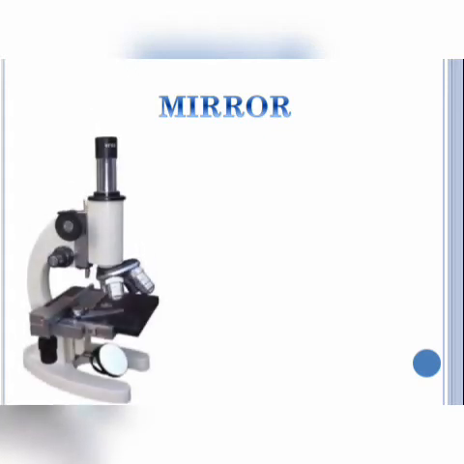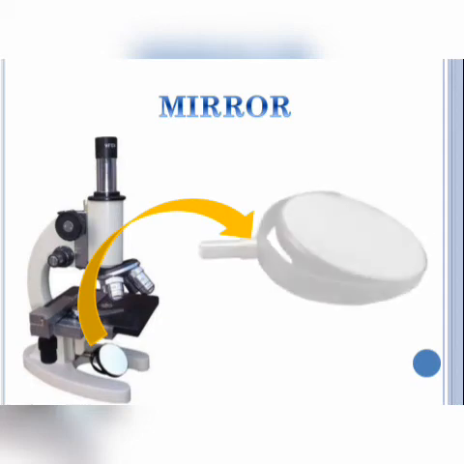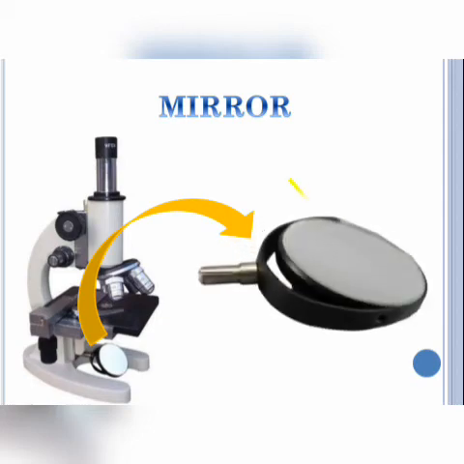The next part which we will discuss is mirror. A small mirror at the base of the microscope reflects the light through the stage aperture.